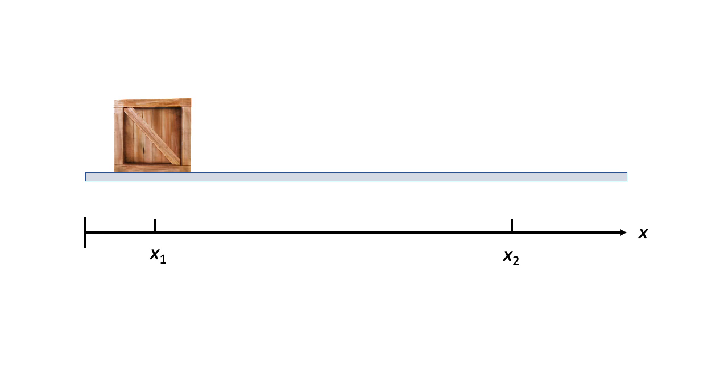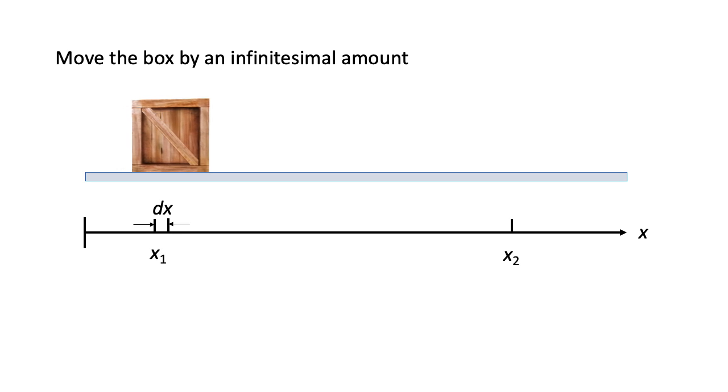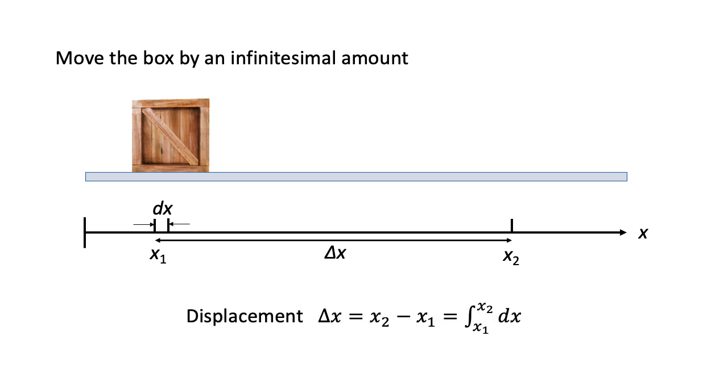Let's talk about notation that will help us differentiate between properties and other quantities that are not properties. So suppose the box is sitting on the floor and you move it by an infinitesimal amount, dx. The total displacement is delta x, which is x2 minus x1. Now, if you wanted to calculate the displacement delta x, you could do that by integrating dx from its initial position x1 to its final position x2.